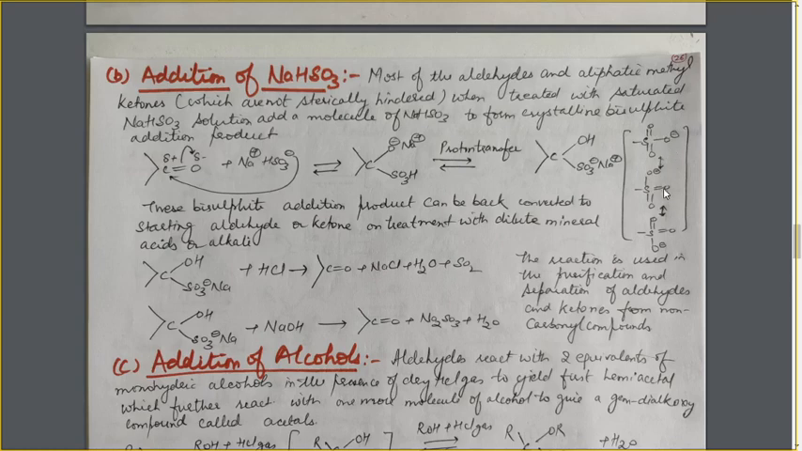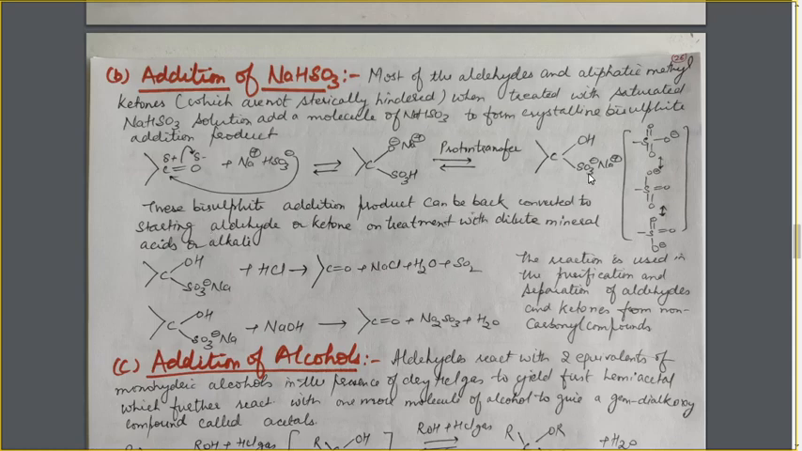So here there are three structures possible, and as a result the negative charge is much better stabilized. So this is the final addition product. It is called the bisulfite addition product. Now as this reaction is reversible, these bisulfite addition products can be back converted to the starting aldehyde and ketones.